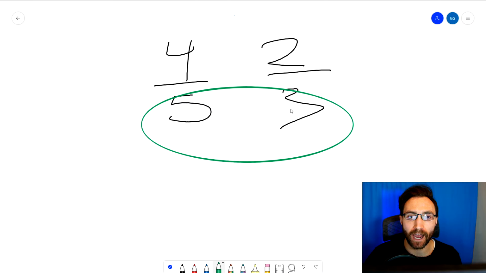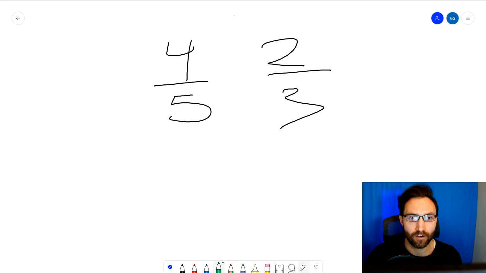And we'll talk about how to add fractions that begin with unlike denominators or different denominators by finding an equivalent fraction for both of them, and then you're able to add them together. So it is possible to add 4/5 and 2/3, and we'll talk about that in this lesson.